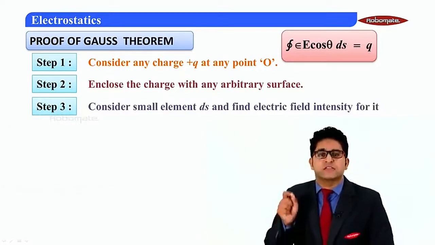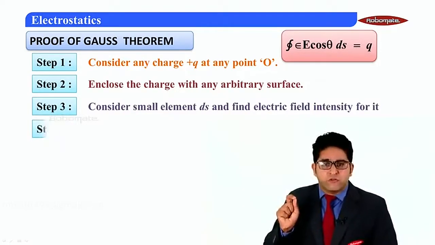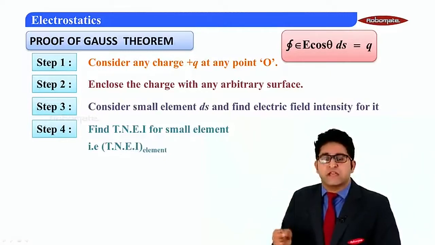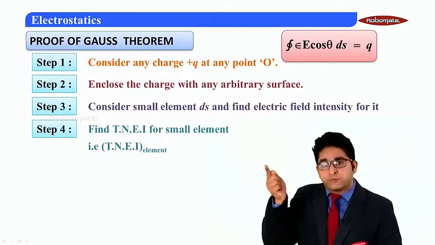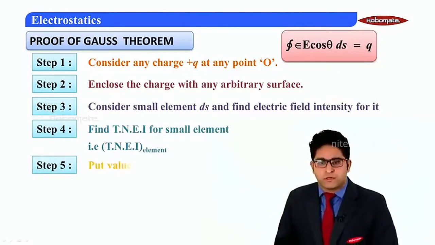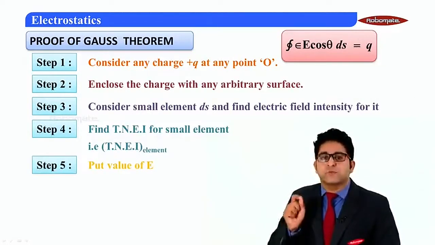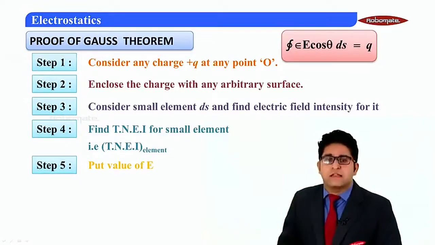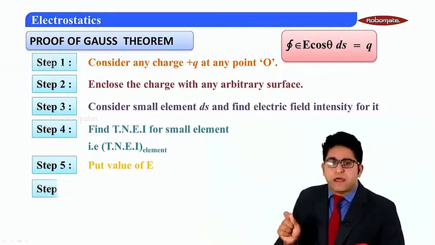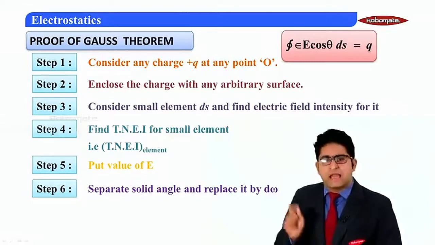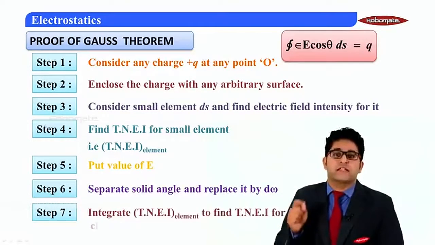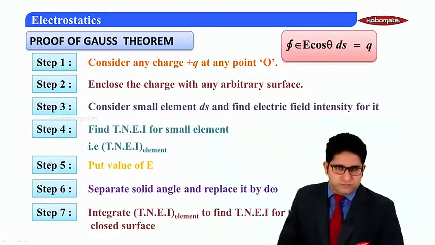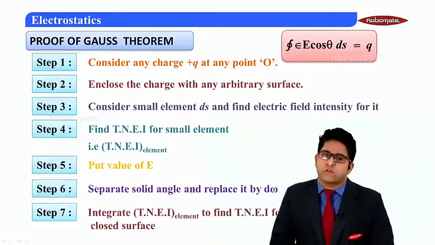Next step, we are supposed to find the flux for an element, right? The next step, we are supposed to put the value of intensity from step 3 in step number 4, right? Next step, we are supposed to separate the solid angle and replace it by the term called d omega. And last step, we will integrate the flux of the element to find the flux of the closed surface, right? So let us start with the proof of Gauss theorem.